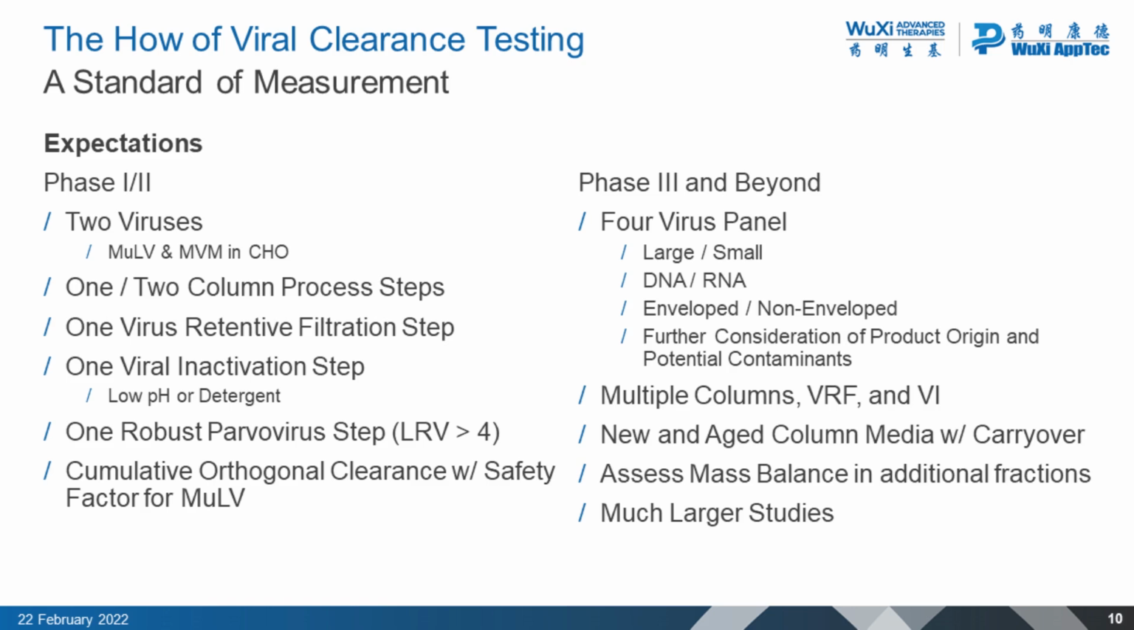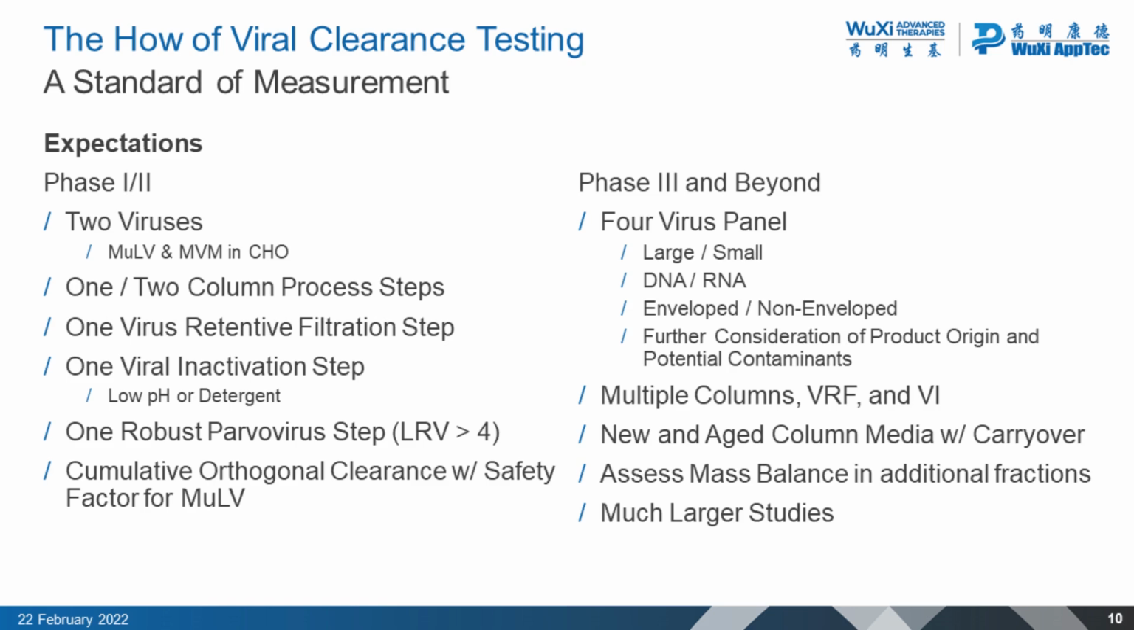And here is where we would consider product origin and other potential contaminants to select a virus panel that would best match what your product is, where it comes from, and what your specific impurities would be for that process. There would be multiple columns with virus reduction filtration, viral inactivation. We would also take a look at new and aged column media, as well as doing carryover for the cleaning and sanitization of your chromatography columns.